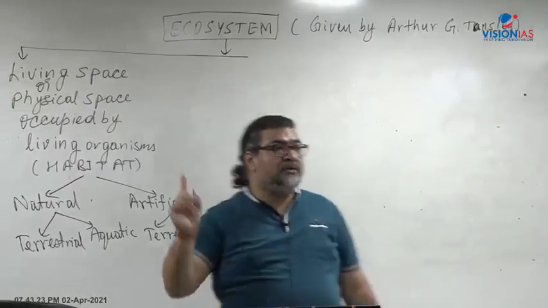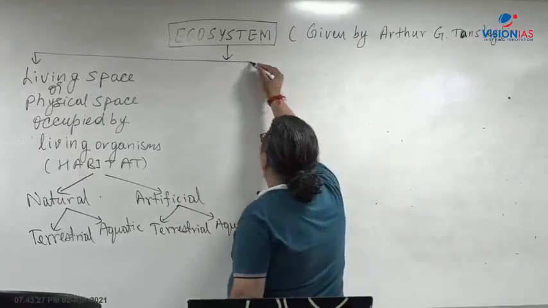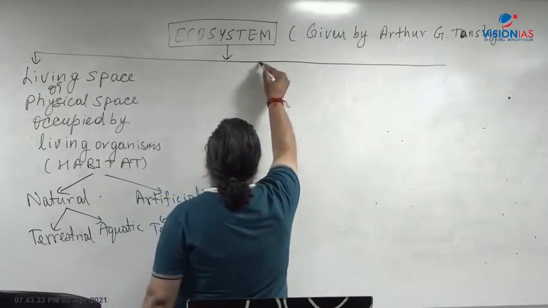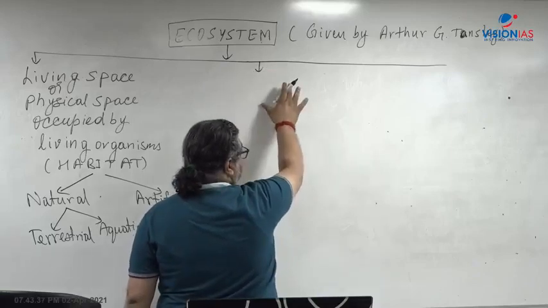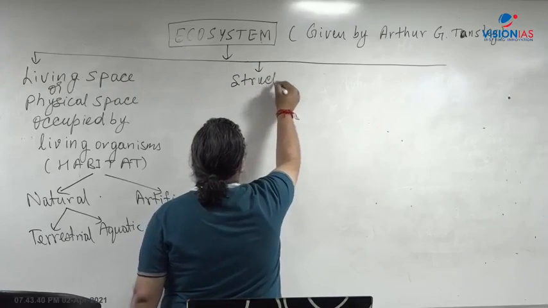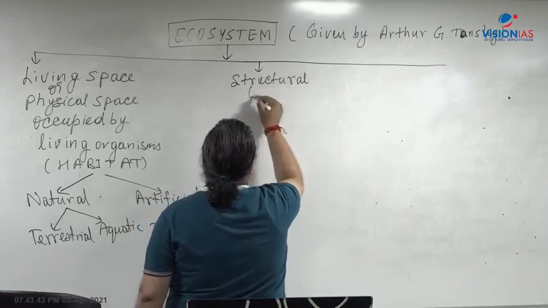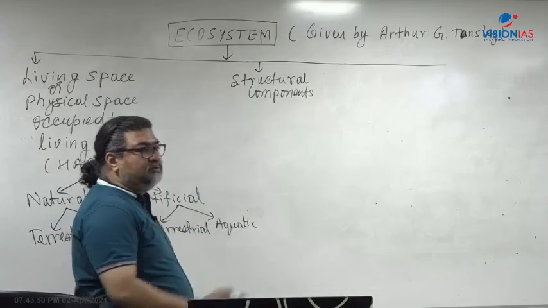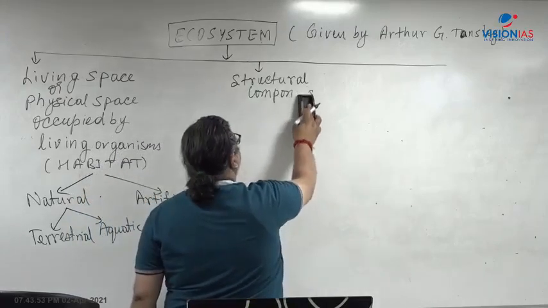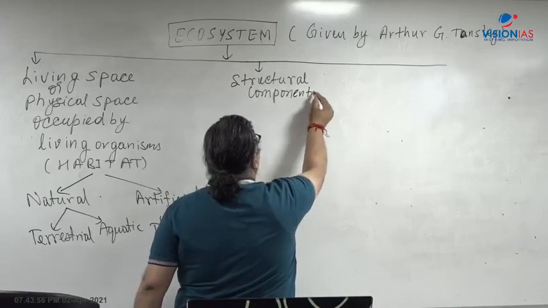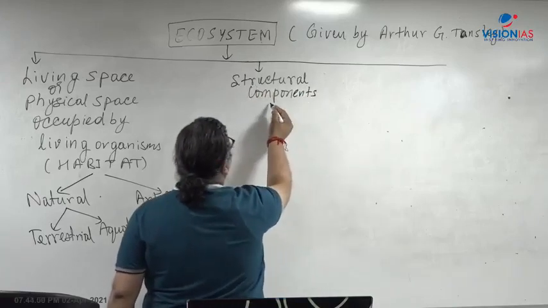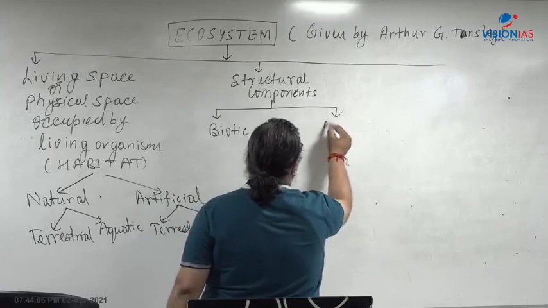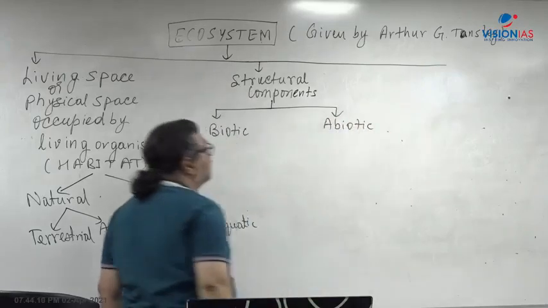Now let's go back to the flowchart. What comes next about the ecosystem concept? The next part is the components, the structure. Structure of the ecosystem. If you look at the structural components, what makes an ecosystem? Any kind of ecosystem, what is it made up of? What is its structure? So the structural components we can divide into two: biotic components and abiotic components, right? Living and non-living.